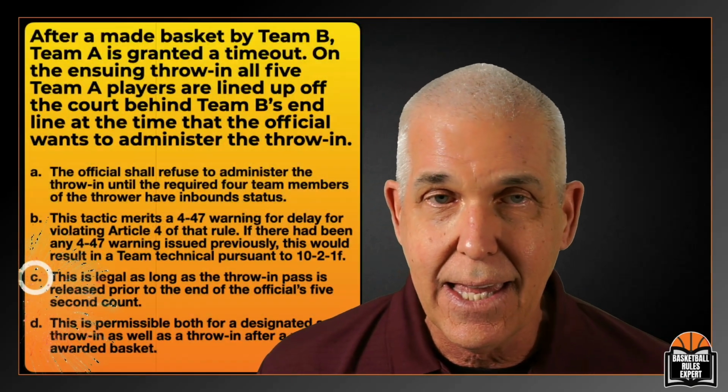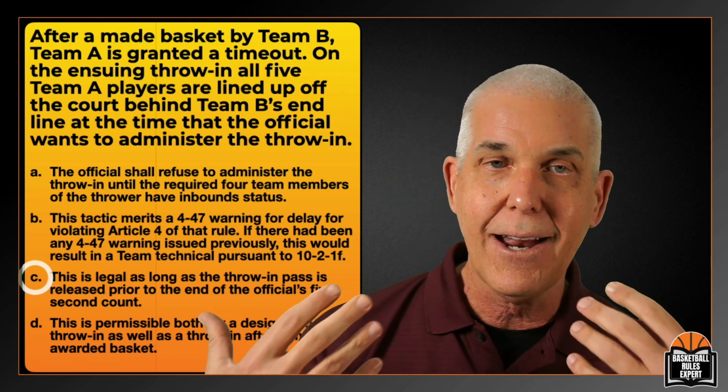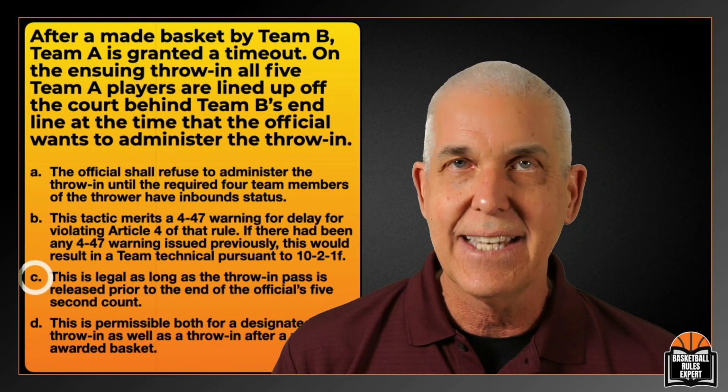So during a non-designated spot throw-in, we're looking for the illegal. Being out of bounds as a teammate of the thrower is not illegal in this situation. There's reference to a designated spot throw-in. Designated spot throw-in has much different restrictions. Only the thrower may be out of bounds. No teammate of the thrower may be out of bounds as well. So our answer here is obviously C. This is legal as long as the throw-in pass is released prior to the end of the official's 5-second count.